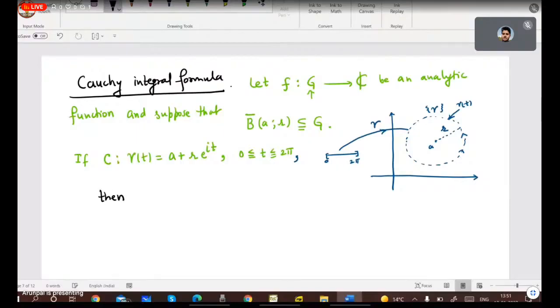So if we have this curve, class, then Cauchy integral formula says that the value of f at z will be equal to 1 upon 2 pi i times the integral over gamma. Gamma means, class, the points on this circle, the points on the trace of gamma.